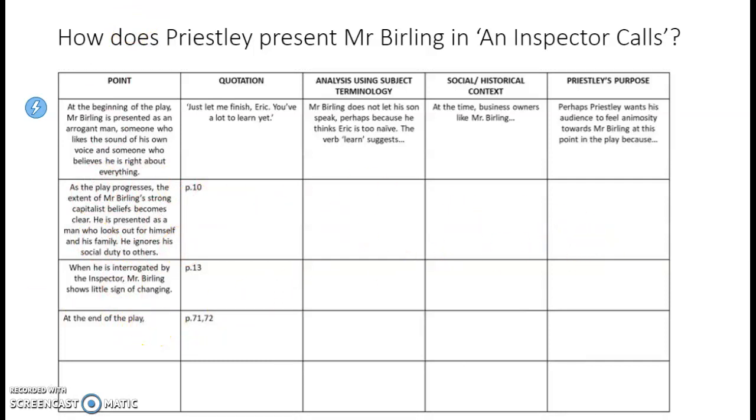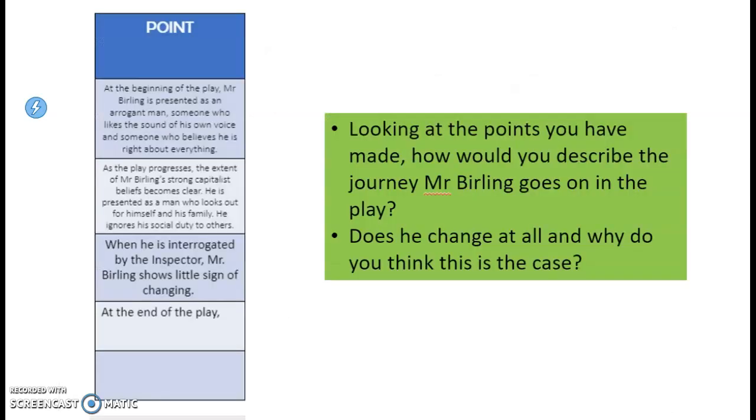What I'd like you to do for a moment before we get into writing about these paragraphs is to just zoom out a little bit there. So you've zoomed in on specific moments. I want you now to consider the bigger picture about Mr. Birling, about the journey he has gone on. And in your notes, I would like you to consider the points you've made, and I'd like you to describe the journey Mr. Birling has gone on and write down whether or not he's changed at all and why you think this is the case. So I'd like you to pause this clip and to write your ideas for that down, please.